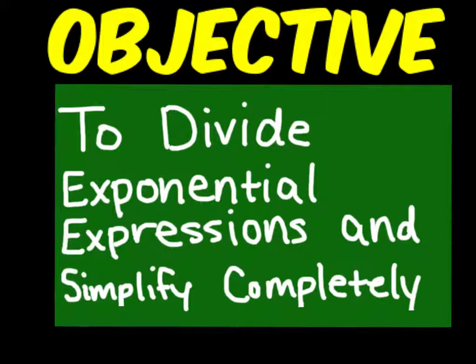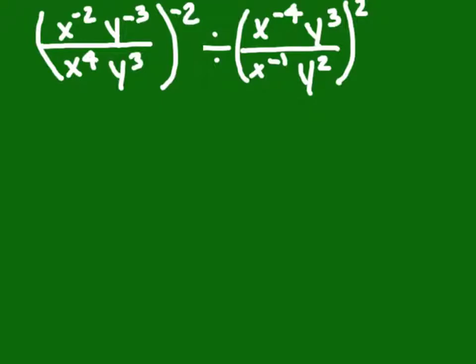So today's objective is to divide exponential expressions and simplify completely. We have x to the negative second, y to the negative 3, over x to the fourth, y cubed, all to the negative second power, divided by x to the negative fourth, y cubed, over x to the negative first, y squared, all squared.